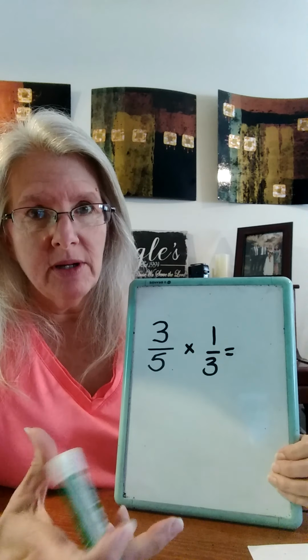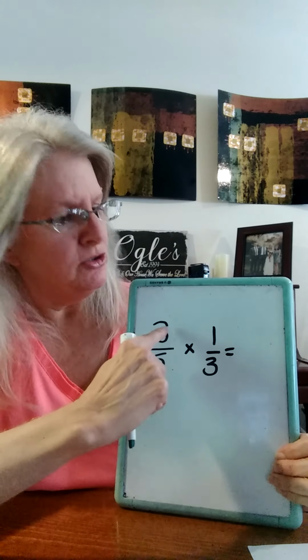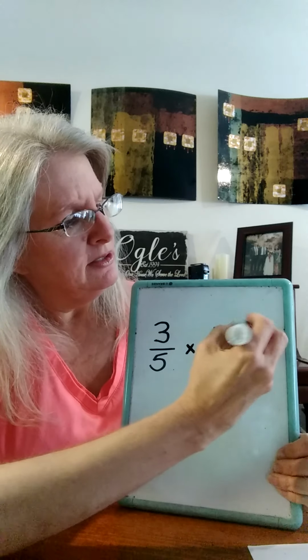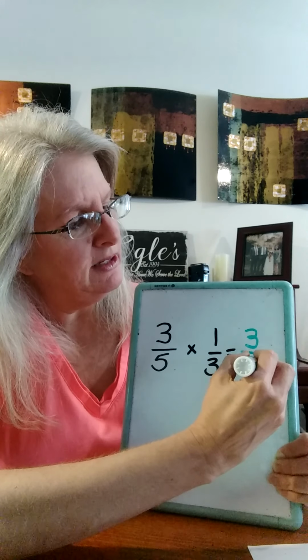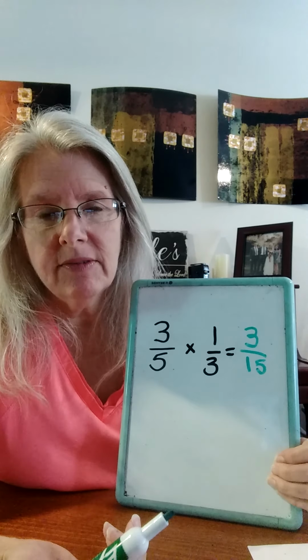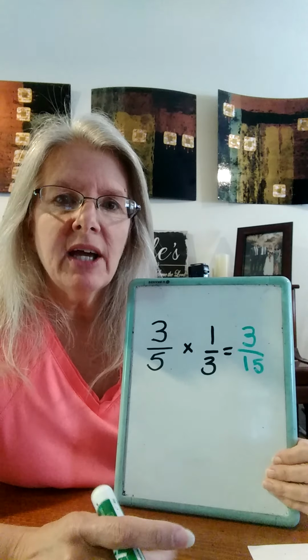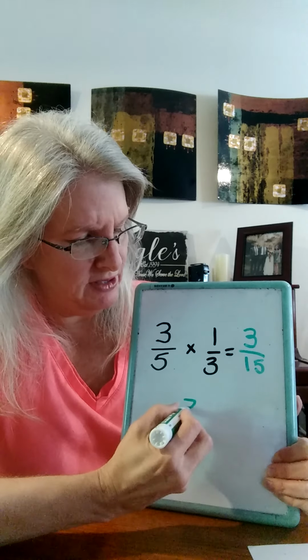So the easiest way to multiply fractions is to just multiply straight across. 3 times 1 is 3, and then we multiply the denominators. 5 times 3 is 15. So we get 3/15. You always have to go back, check to see if you can simplify it. And you can simplify 3/15.